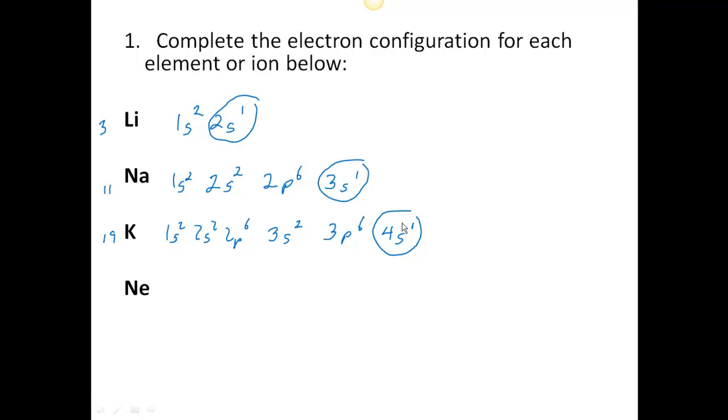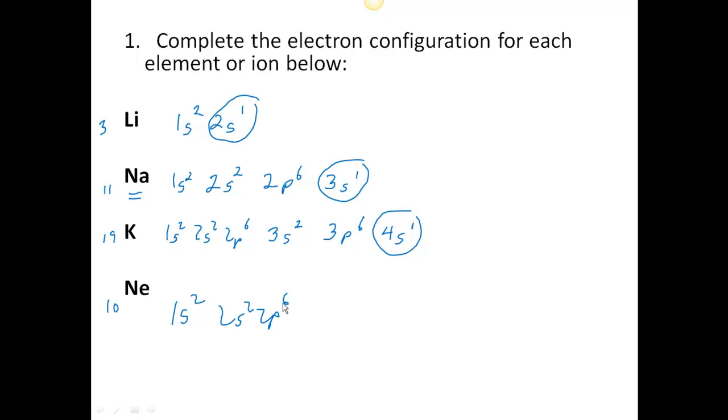All right. Well, now we're going to do neon, and neon's number 10, so it should be pretty close to sodium at number 11. The only thing we have to do is leave off the 3s1 at the end because we don't need that extra electron. So that's exactly what we do: 1s2, 2s2, and 2p6.